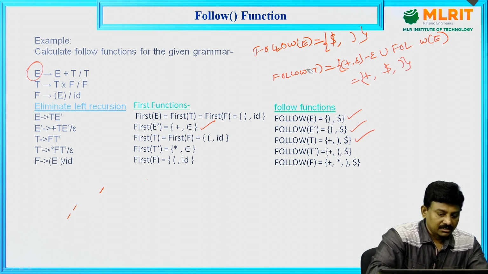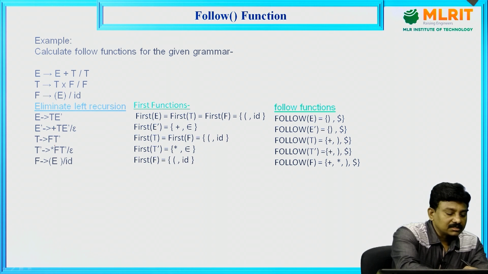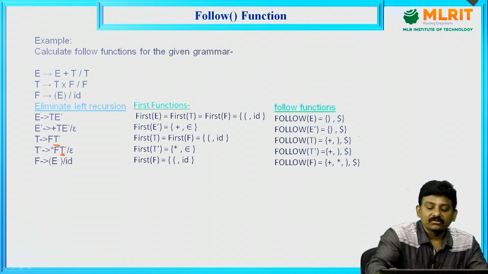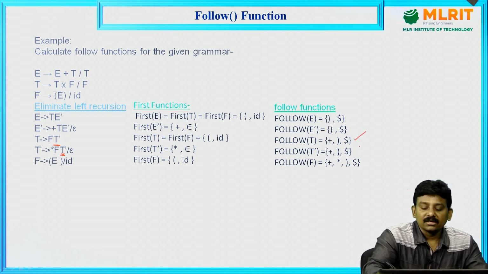Follow of T dash: here T dash is the last symbol, so follow of T dash is follow of T. What is follow of T? Plus, dollar, right parenthesis. The same is applicable here.